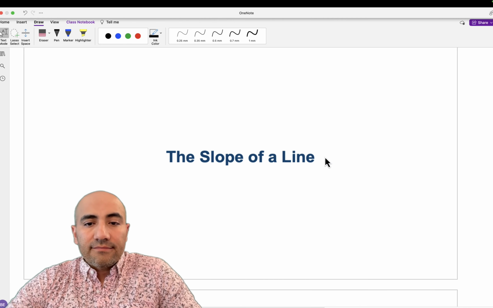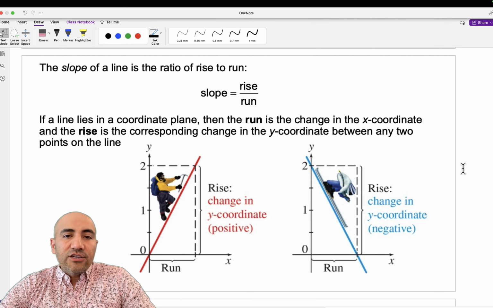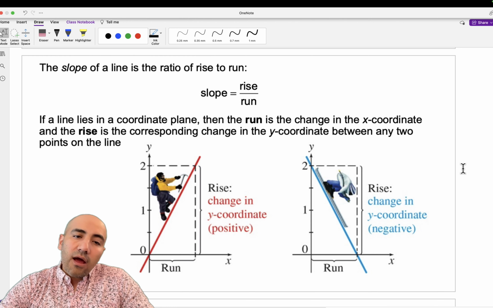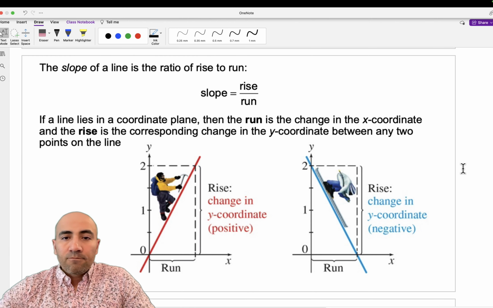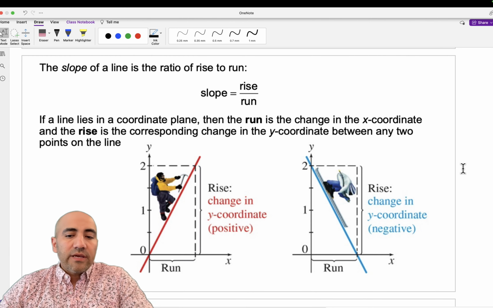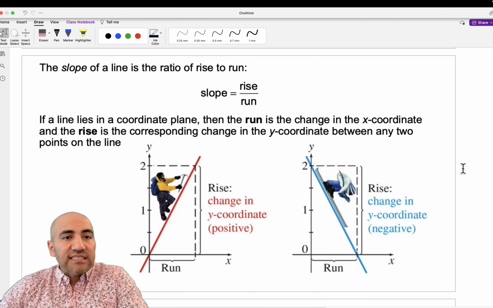So, the slope of a line. The slope of a line is the ratio of rise to run, right? So slope equals rise over run. So if a line lies in a coordinate plane, then the run is the change in the x coordinate direction, and the rise is the corresponding change in the y coordinate between any 2 points on the line. Okay? So a slope is a way of describing the steepness of a line.